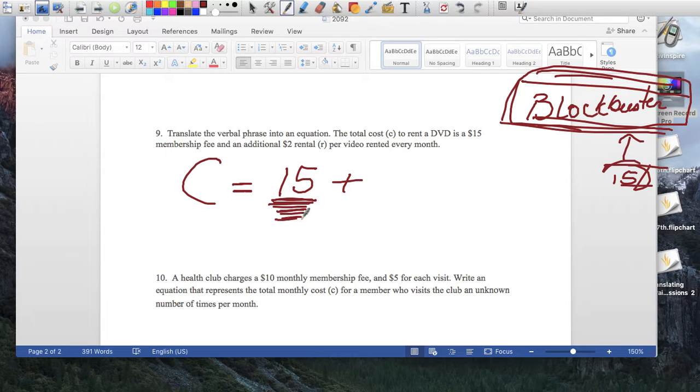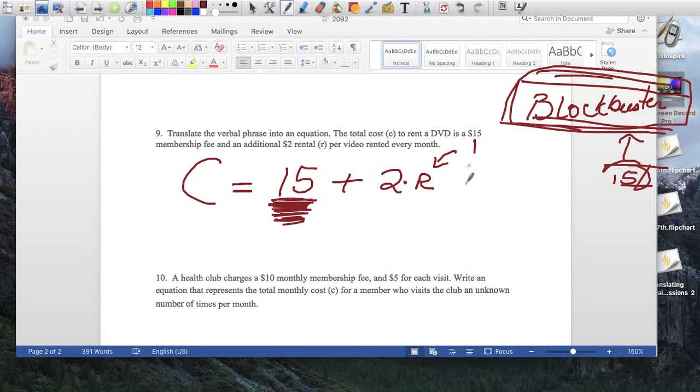The membership fee, which was $15 no matter what, plus you're going to pay $2 times what? The number? Oh, actually, they didn't call it M. They call it R. Times the number of video rentals. So over here is the number of rentals that you did.